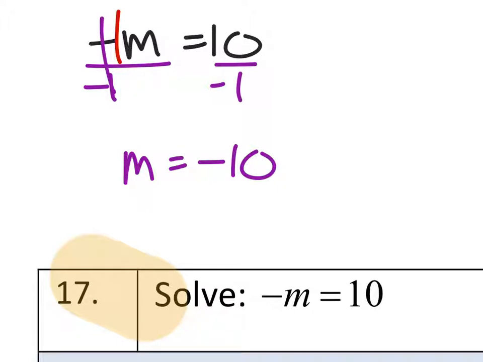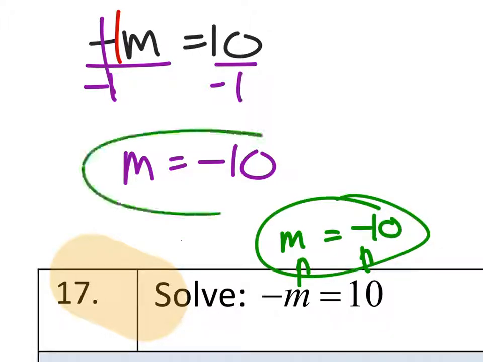Now we could have looked at this and said, you know what, I'm just going to take the opposite of m, negative m, I'm sorry, which is positive m. But if I take the opposite of that, I can take the opposite of the 10, which is negative 10. Either way works.